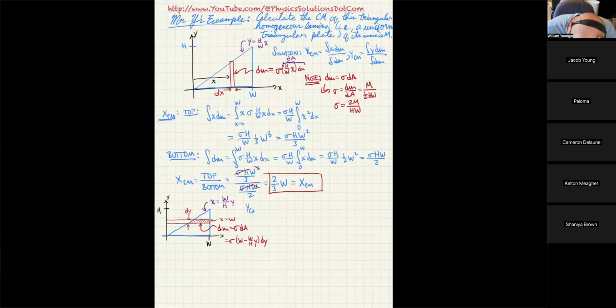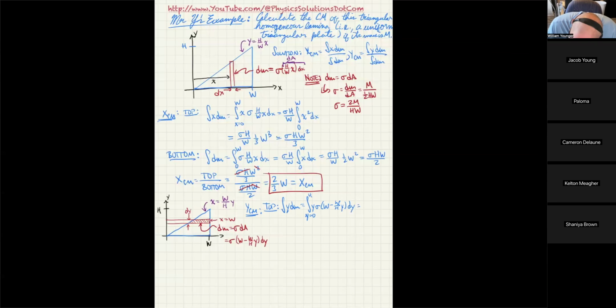So y center of mass, top: integral y dm is equal to the integral from y equals 0 to h in this case of, I'm going to go ahead and write the y down, and now I have to write the dm, and the dm is sigma times w minus w over h times y times dy, like that. And in fact, you can see there's a common factor of w that I can pull out, and I'm going to do that.